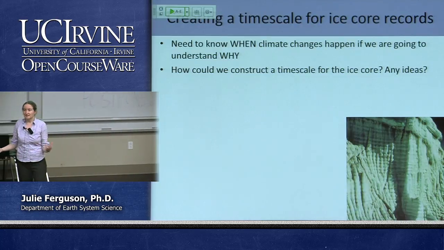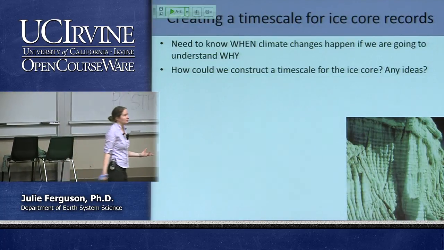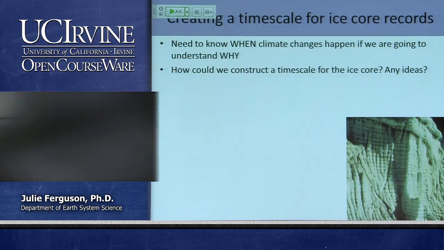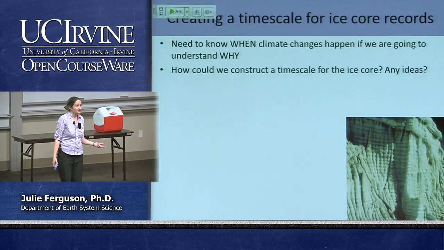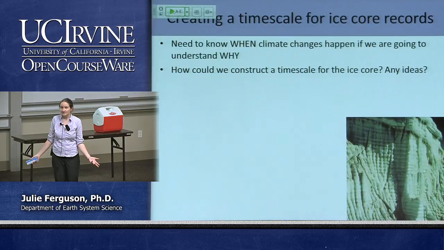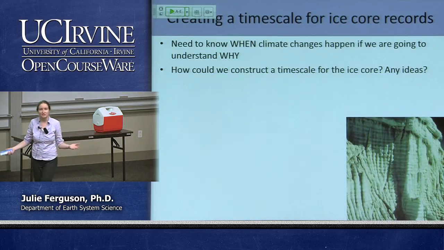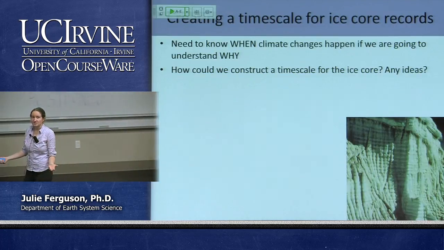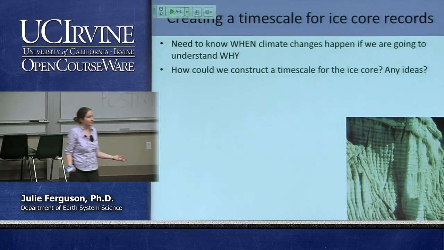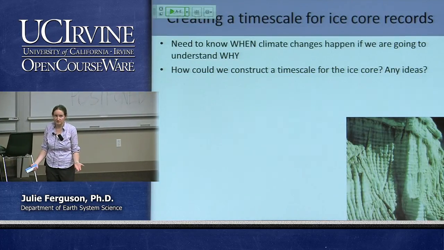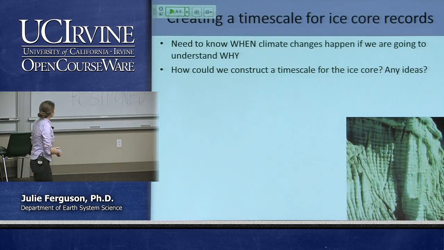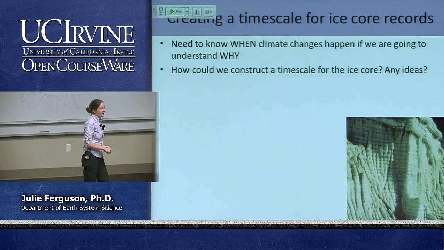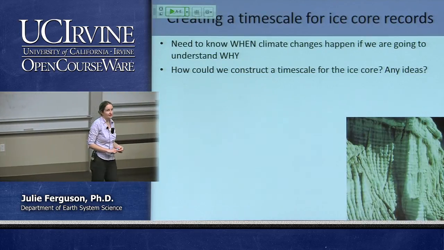So the nice thing is we can get this amazing record, but it's all very well having the air temperature, the composition of the air, and dust, but we also need to know when, right? It's no point knowing how something changes if we don't know when it changes. Because without knowing when it changes, we can't really say anything conclusive about why it changes. Okay? So we need to somehow construct a time scale for our ice core. So does anyone have any ideas how we might go about doing that?